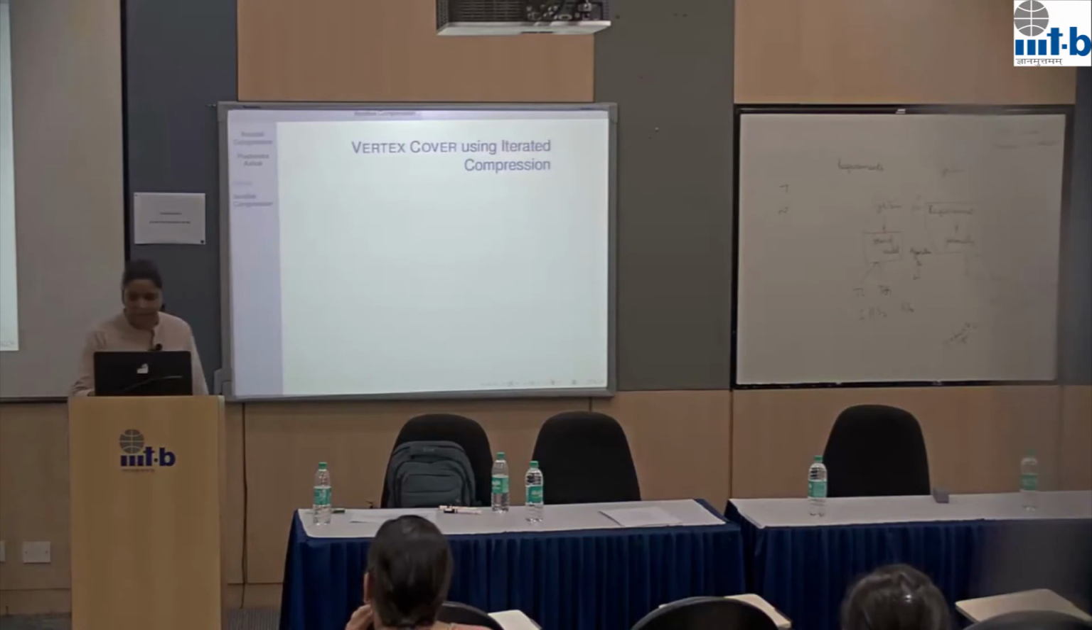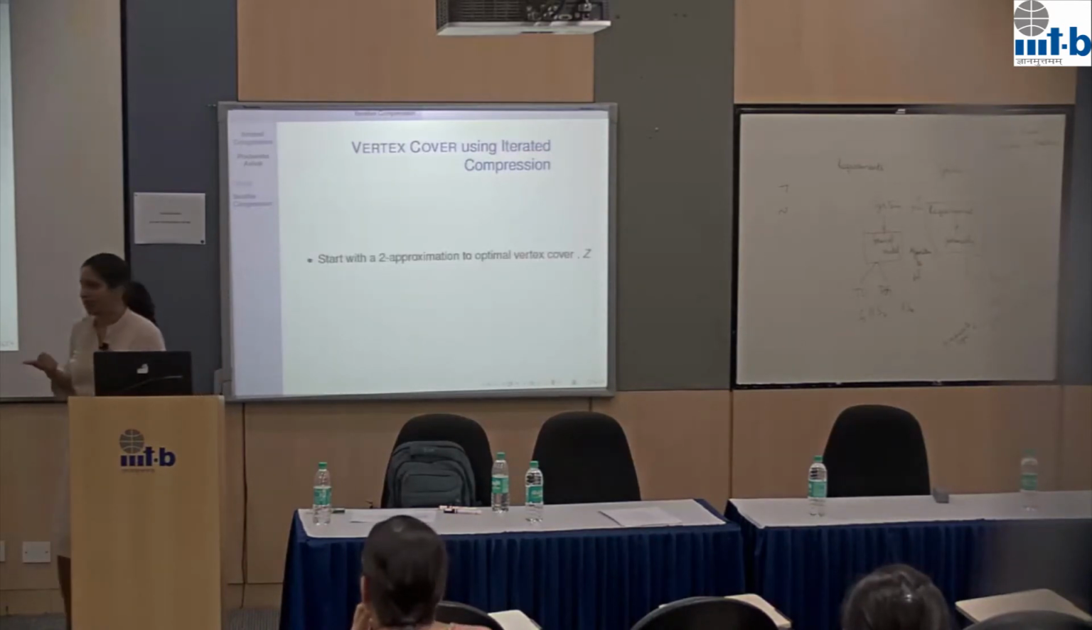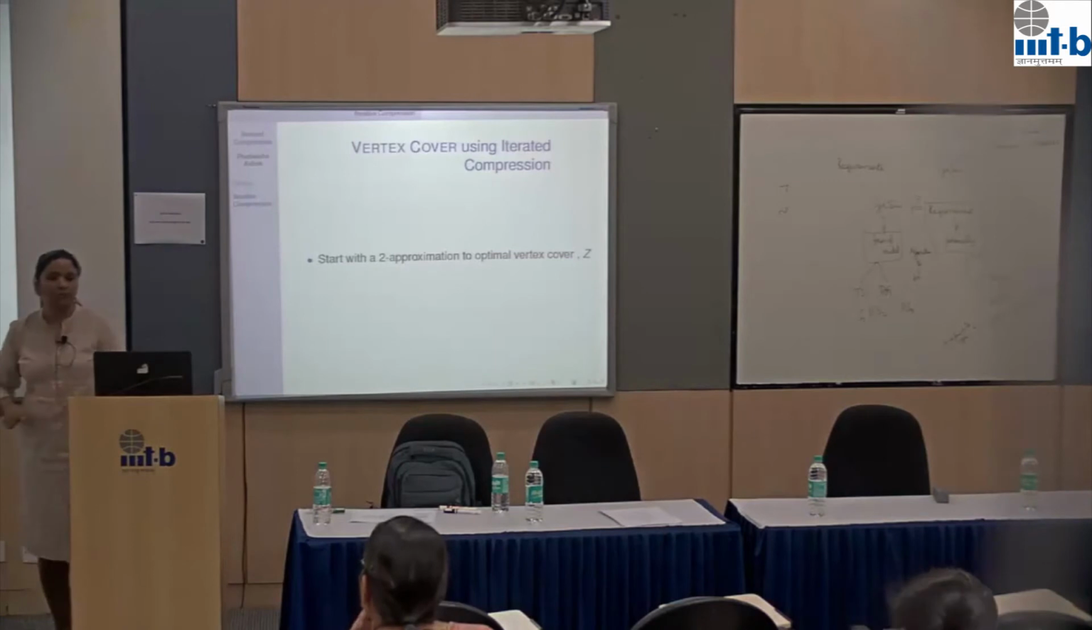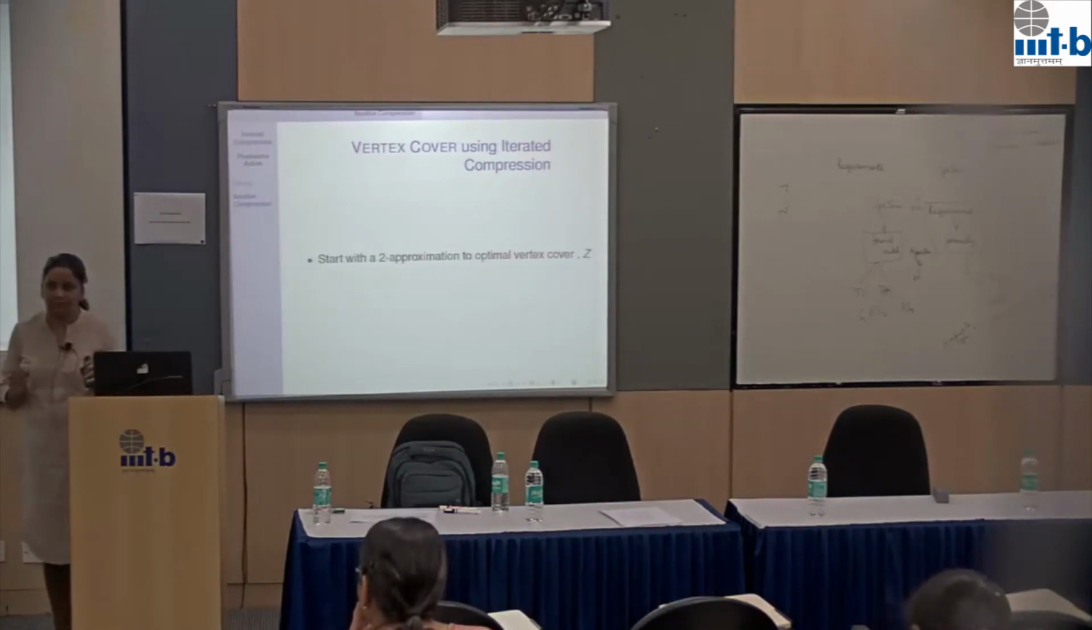Okay, so let's start with what we know. We know there is a 2 approximation algorithm for vertex cover, right? All of you are aware of that algorithm, right? So you run this polynomial time approximation algorithm, and you get a 2 approximation to the optimal vertex cover.